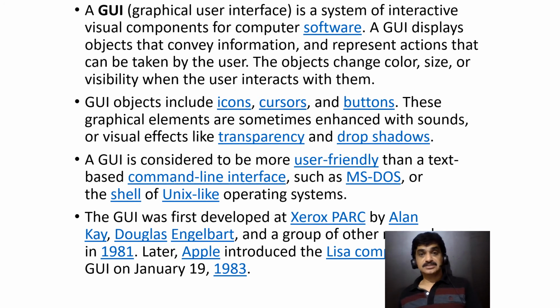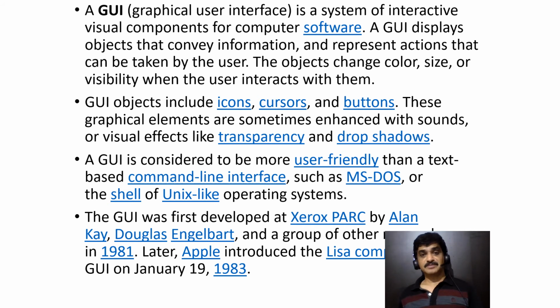Just read this line: a GUI is a system of interactive visual components for computer software. A GUI, graphical user interface, displays objects that convey information and represent actions that can be taken by the user. The objects change color, size, and visibility when the user interacts with them. For example, GUI objects are seen in icons, cursors, or buttons. This pointing device is also part of the GUI.